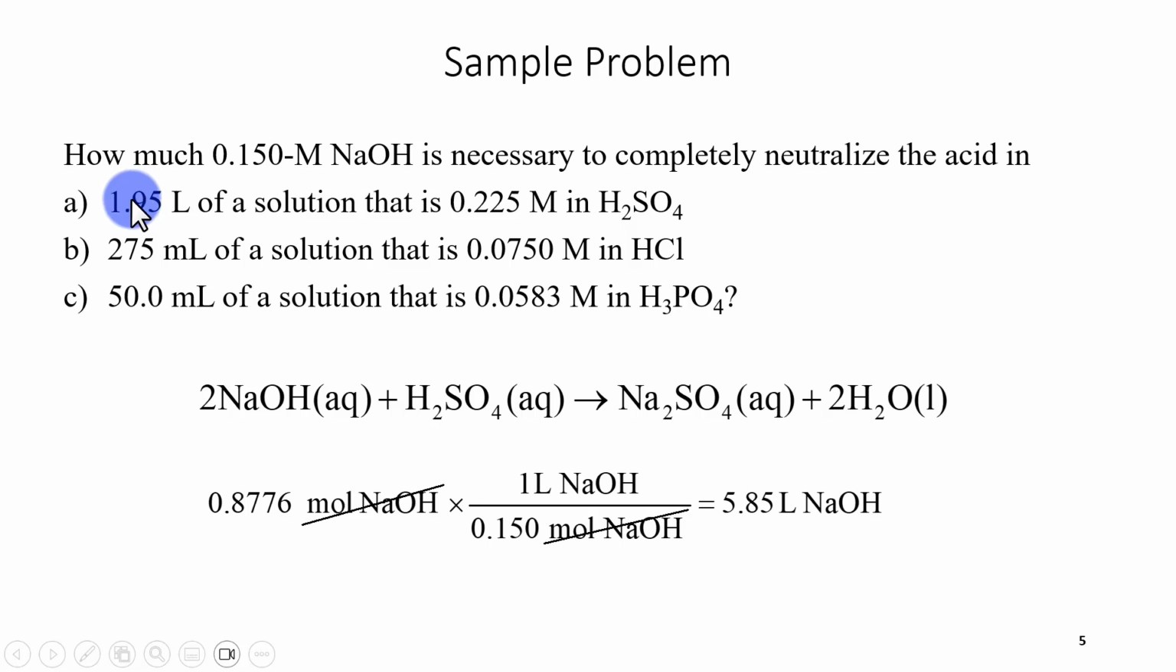So to neutralize completely 1.95 liters of the solution that is 0.225 molar in H2SO4, I would need 5.85 liters of a 0.15 molar NaOH solution. Now I'll give you some time to work on part B and C.